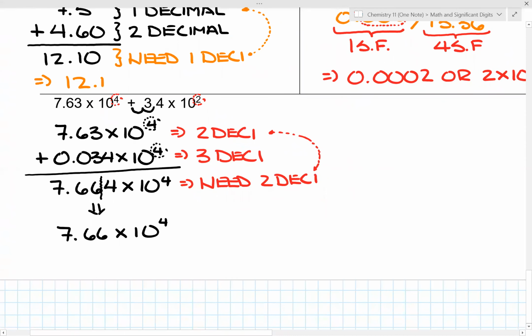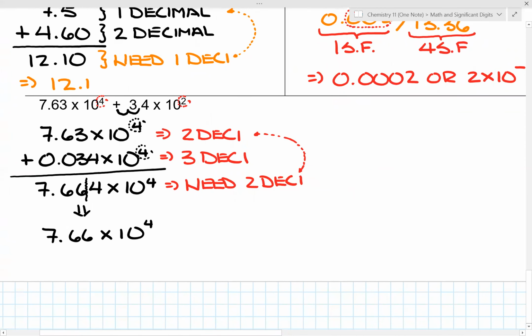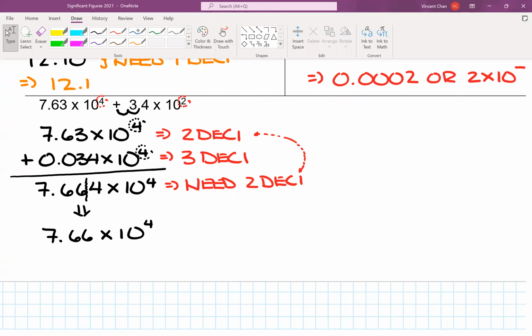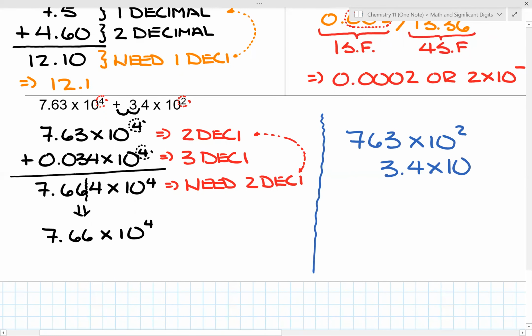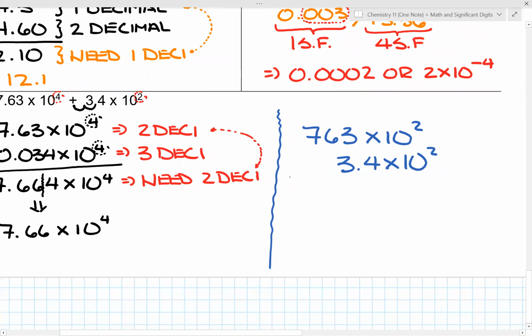Now, some of you might say, well, Mr. Chan, how about I change it to 10 to the 2? Well, I can do that. I'm going to put it in a different color here. So we can change both exponents to 10 to the 2. In this case, the first number would be 763 times 10 to the 2. And then you have 3.4 times 10 to the 2. Now, if we do the answer here, it would be 766.4 times 10 to the 2.